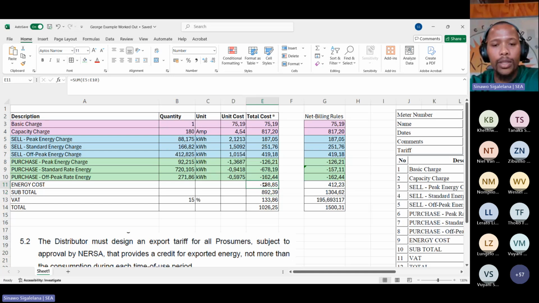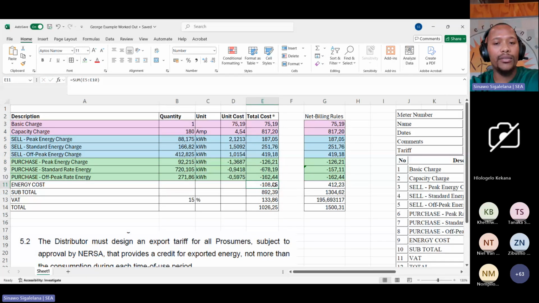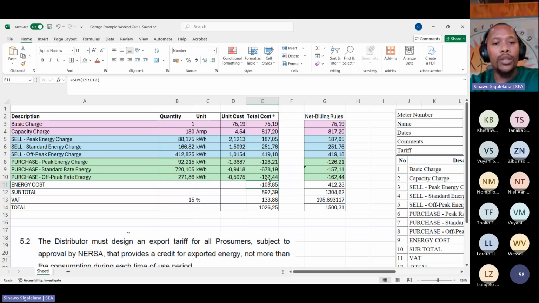For example, if we look at the total energy cost here, row number 11, it is a summation of all of the energy usages. So for example, you sum your sales, and then you sum your purchases or your generation offsets, and then you subtract, right? Then you get this minus 108.85, which, simply speaking, is the subtraction of only the energy charges.